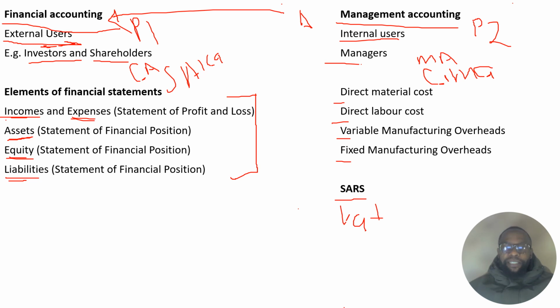So every transaction belongs in here. Every transaction that you come across, you must know that it belongs in here. Either it's going to go to your statement of financial position, which is your balance sheet, or your statement of profit and loss, which is your income statement. That's what I want you to take into account now.